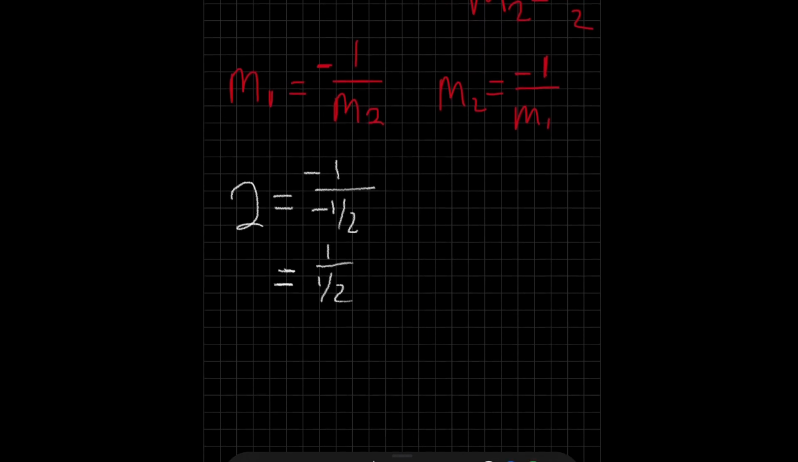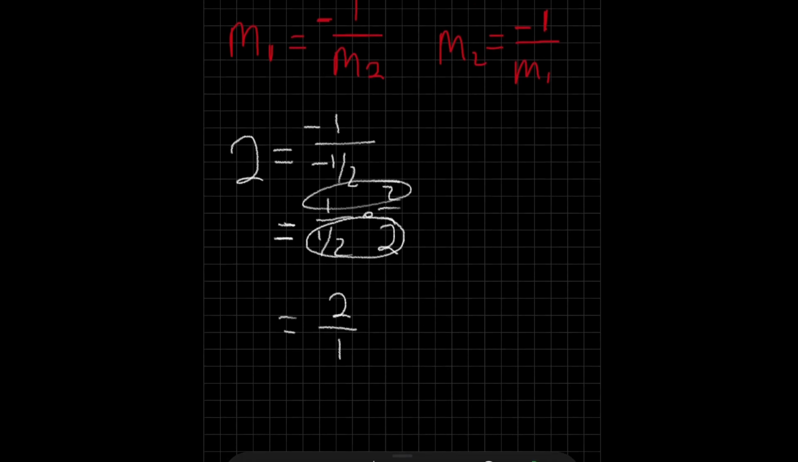Now, if you like, you could type that into your calculator, and that would work out just fine. You can also simplify by multiplying by 2 divided by 2. So 1 times 2 gives me 2 for my new numerator, and 1/2 times 2 gives me 1 for my new denominator. So yeah, it's actually true that m1 is equal to negative 1 divided by m2. True.